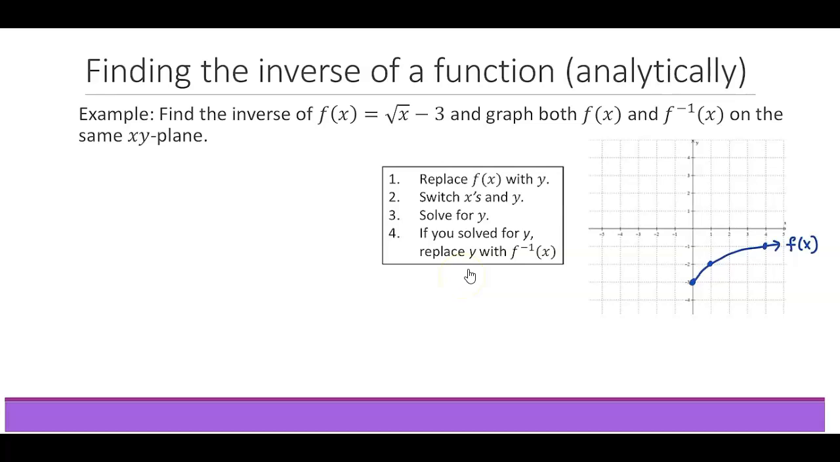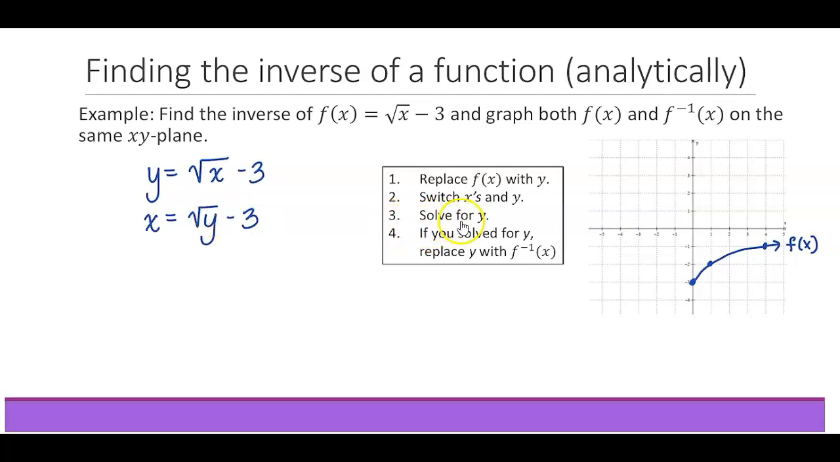So the first thing we'll do is replace f of x with y. So we're going to start by writing y equals the square root of x minus 3. The second step is to switch x's and y's. So everywhere there is a y, we're going to switch it to become an x, and everywhere there's an x, we're going to switch it to become a y. That will leave us with x equals the square root of y minus 3.